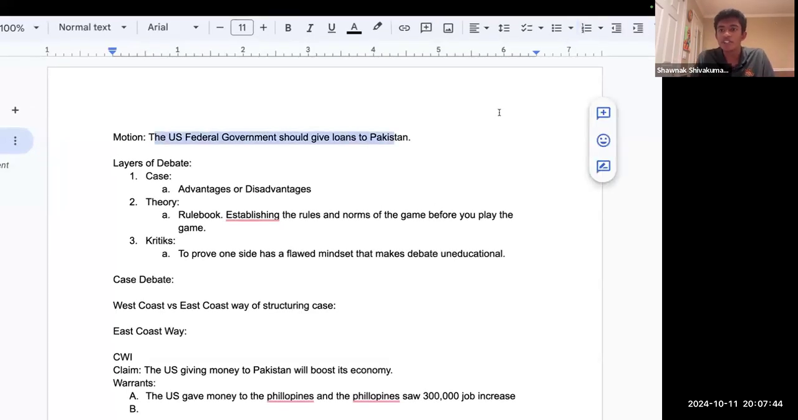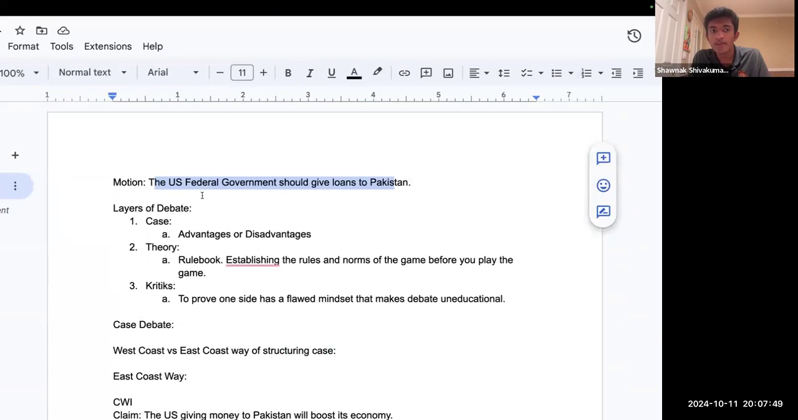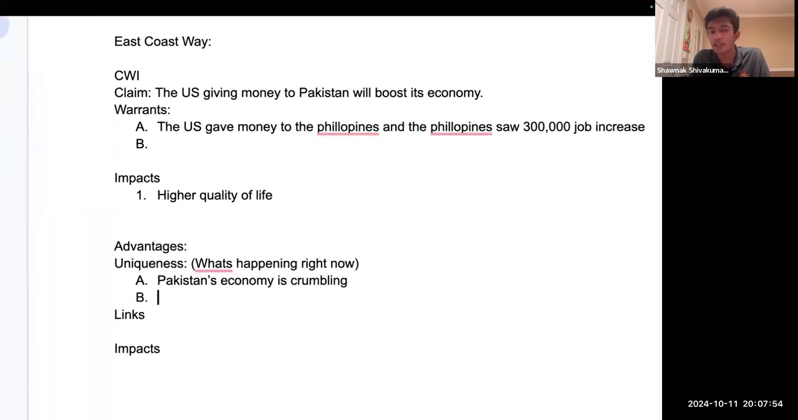So first, you have to establish that there's something bad happening in the status quo that by voting for side government, you're going to solve for that. That's called uniqueness. So Pakistan's economy is crumbling, right?